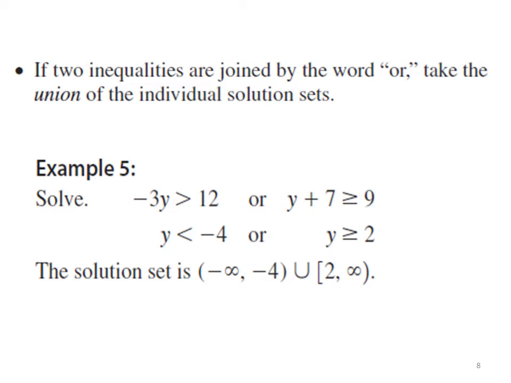Our solution set then is all y such that either y is less than minus 4 or y is greater than or equal to 2. Your solution set now is a union of the two solutions. Our solution set is the open interval from minus infinity to minus 4, union the closed interval from 2 to infinity.